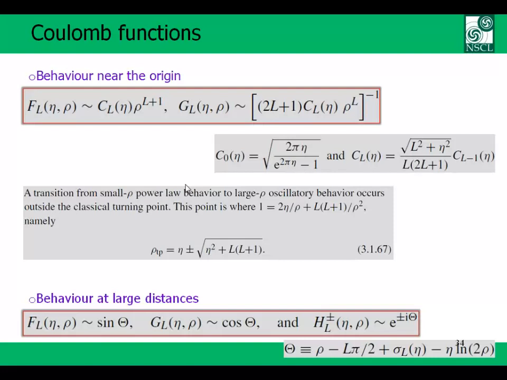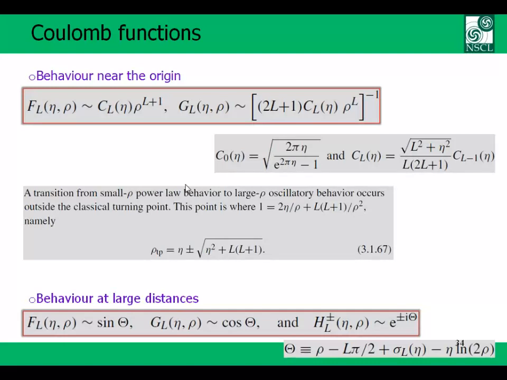At large distances, these functions FL and GL go as sines and cosines of some quantity, but this quantity now is not just kr plus a phase shift, it's actually depending on a Coulomb phase shift. This sigma L of eta is a Coulomb phase shift, and some other term that depends on energy and depends on r. So rho, remember, is kappa r. So now you don't get a fixed phase shift.